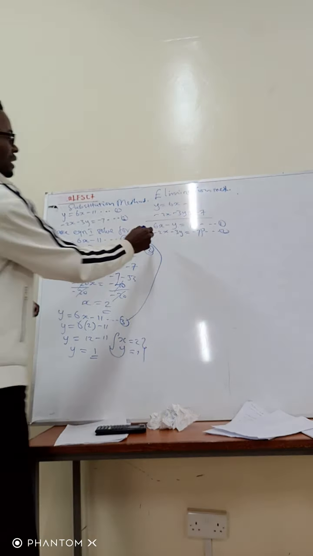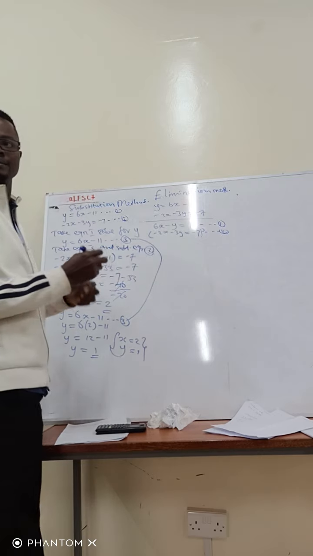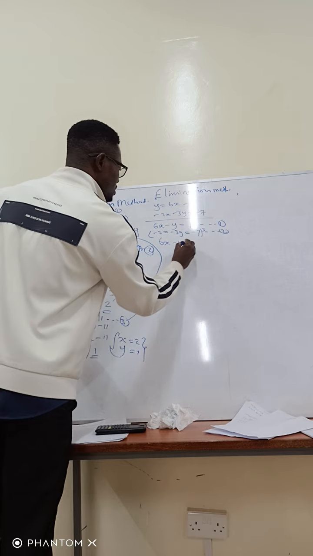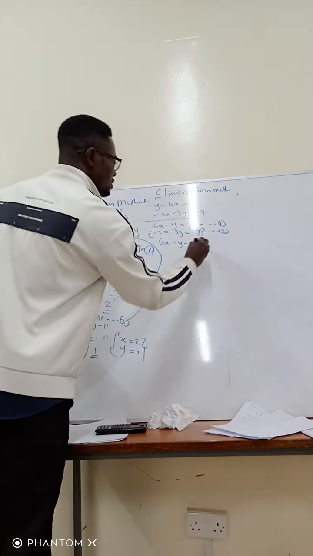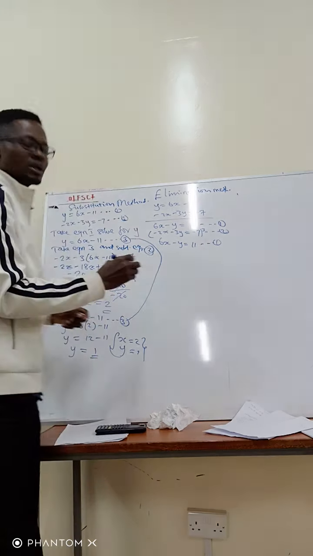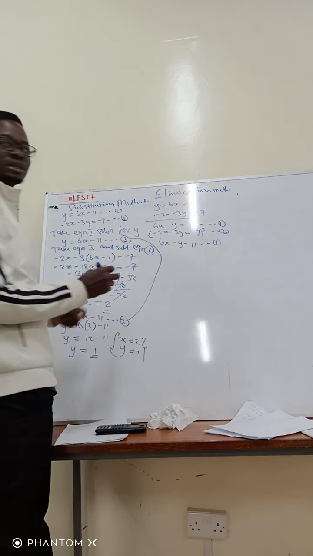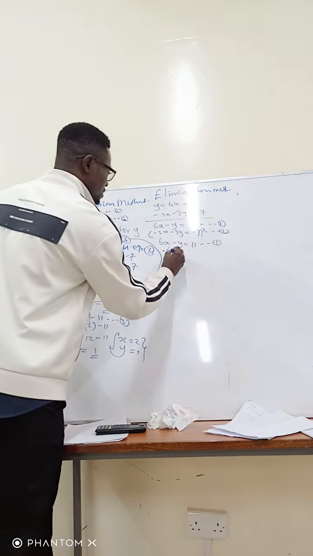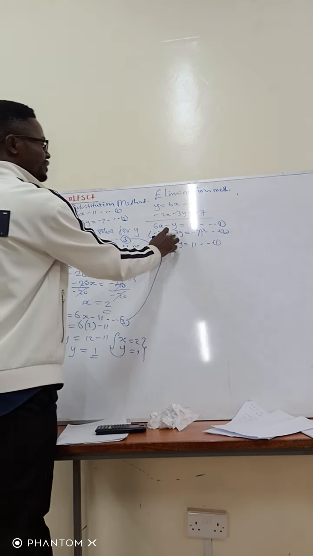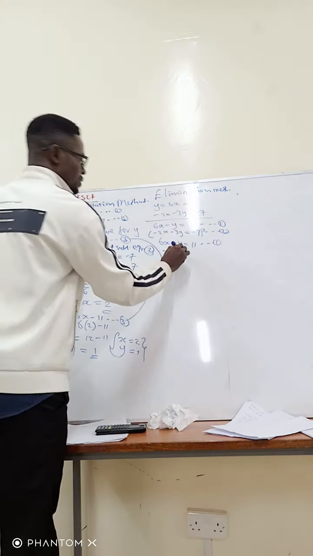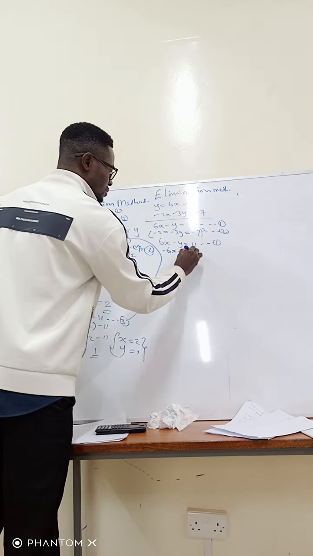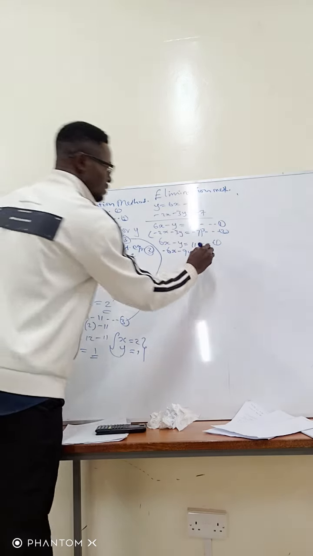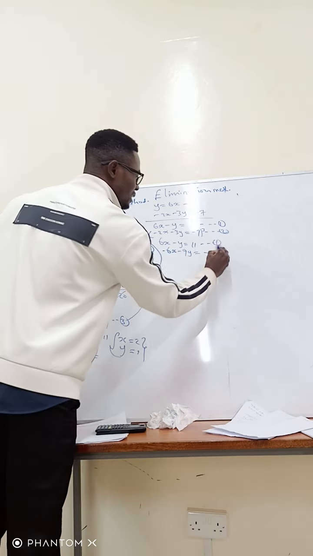So let us multiply equation 2 by 3, so that we will have 6x minus y is equals to 11, which is equation 1. So equation 2 will be 3 times negative 2, this is negative 6x. 3 times negative 3, this will be negative 9y. And this will be equals to 3 times negative 7. This is going to be negative 21.